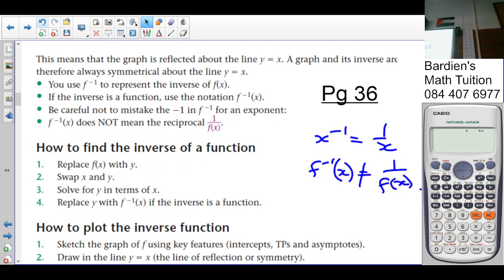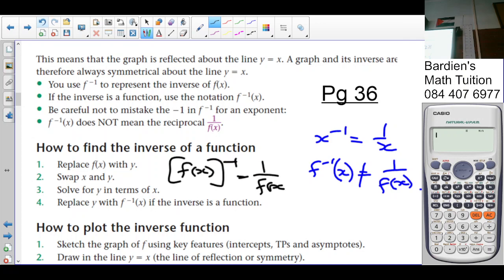Be careful not to mistake the negative 1 in f to the minus 1 for an exponent. F to the minus 1 does not mean the reciprocal, 1 over x. If that was f of x raised to the minus 1, that is 1 over f of x. Likewise, when we spoke about cos and its inverse, cos to the minus 1 of theta is also not equal to 1 over cos of theta.